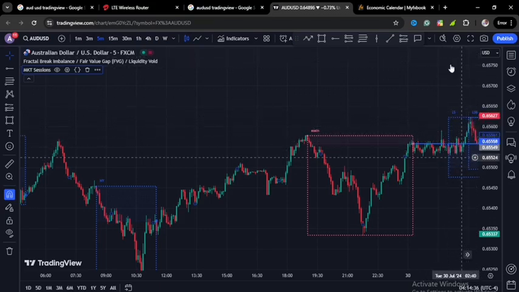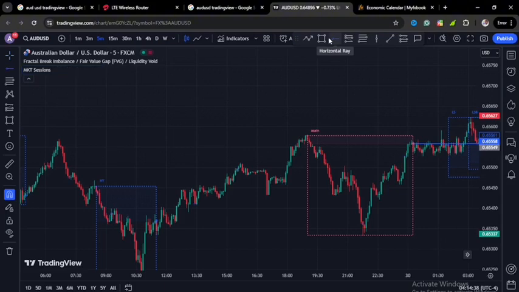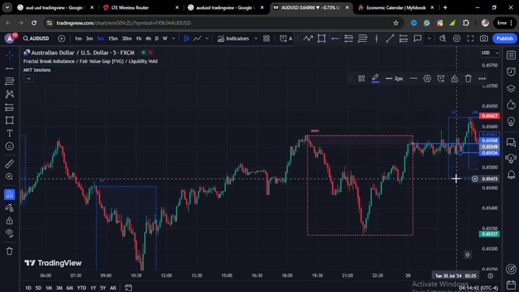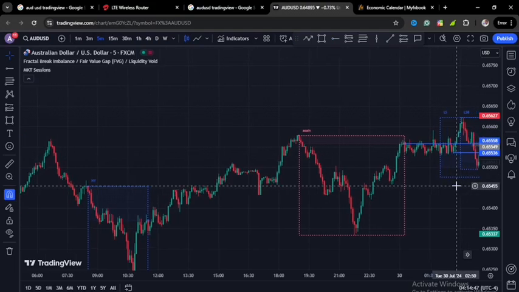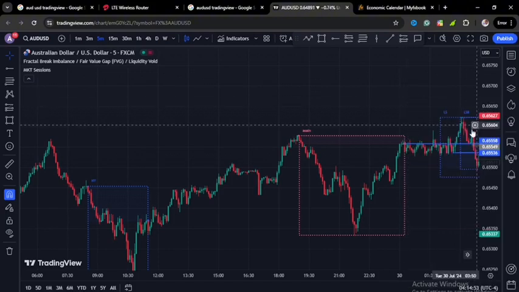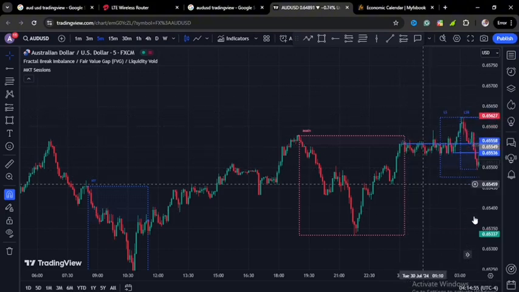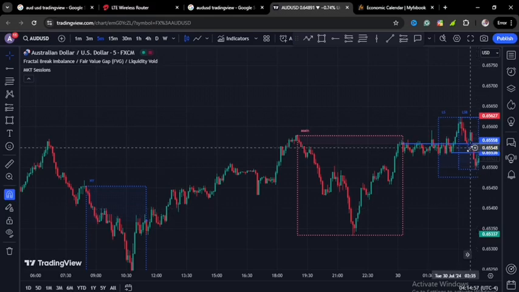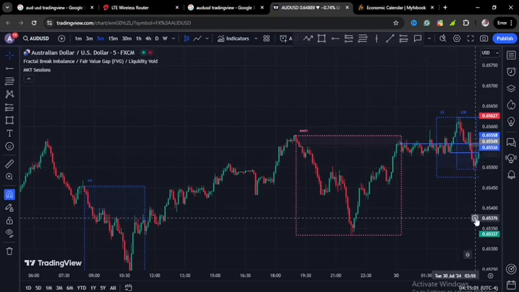Then I'll be waiting for price to do a shift in market structure by taking out maybe this low as my shift in market structure. So I'll wait for price to take out that low. Price takes out the low, so what do I use for an entry? You see, I can use this other block for an entry, or I can see multiple fair value gaps here. There's one fair value gap there, another fair value gap there.